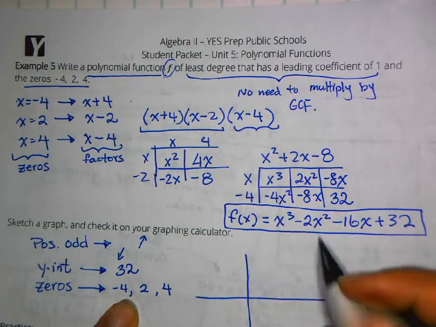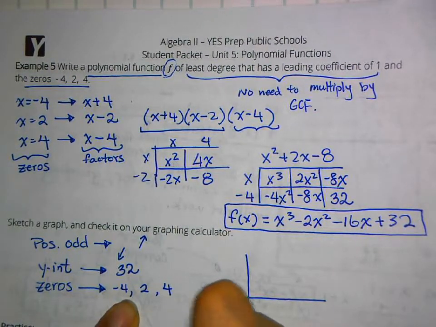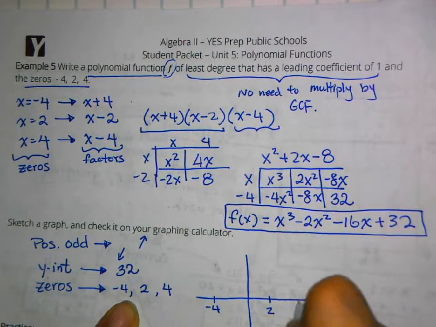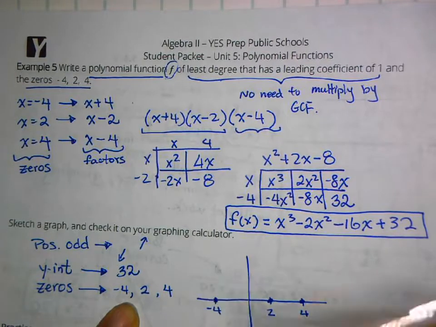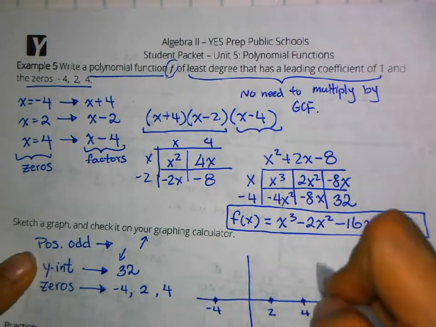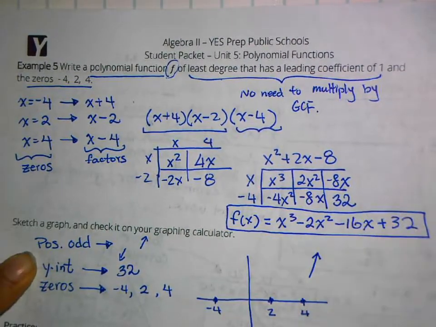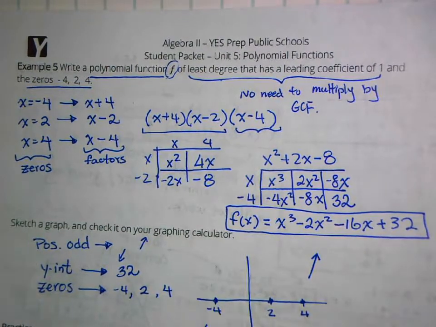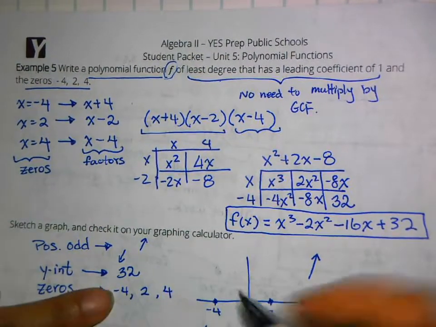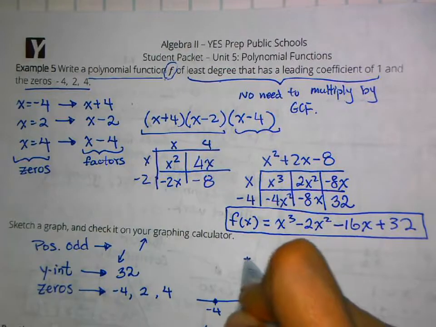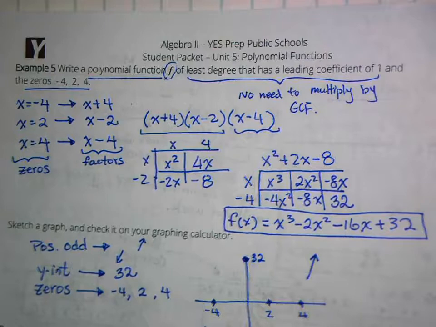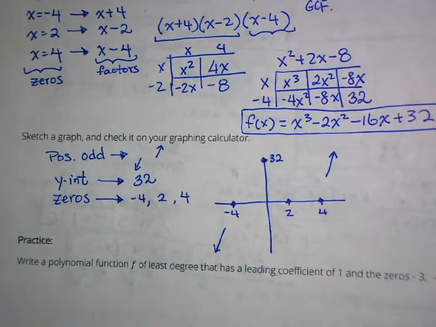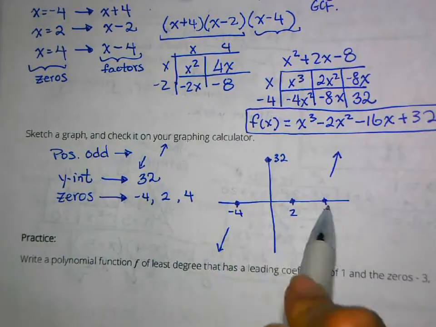First, put my zeros down, -4, 2, and 4. Those are my zeros. And since it's positive odd, I know it's going to end up going up on the right, down on the left. The y-intercept is 32. So somewhere way up here, that's my y-intercept at 32. Okay, here are my zeros.